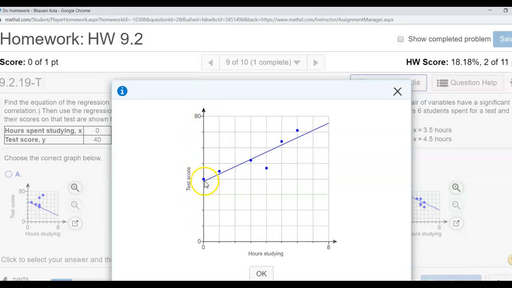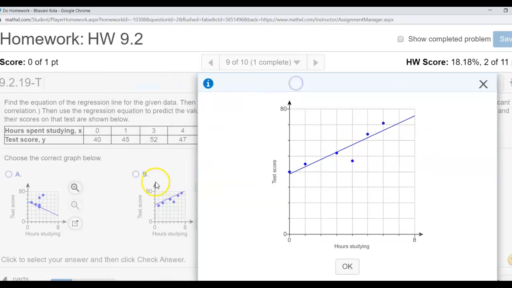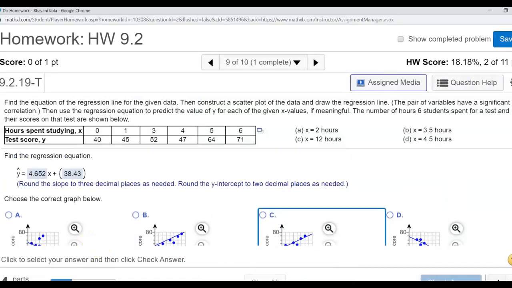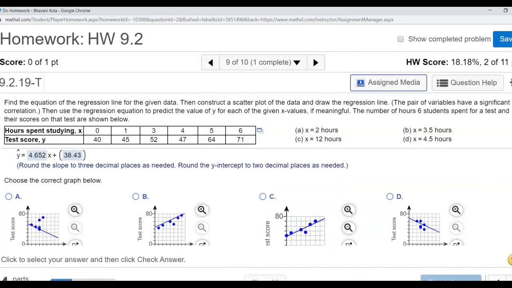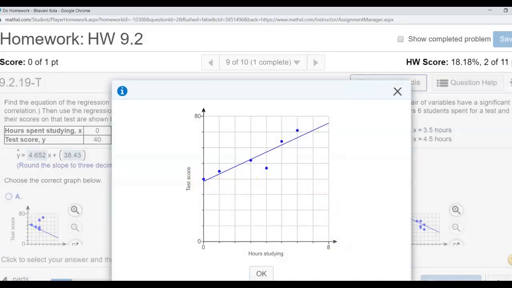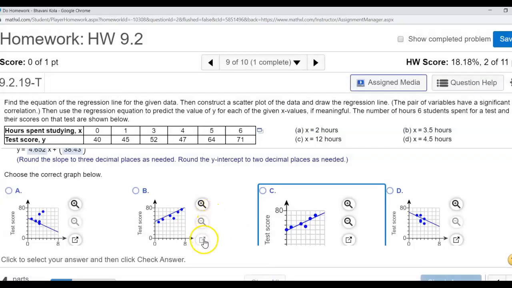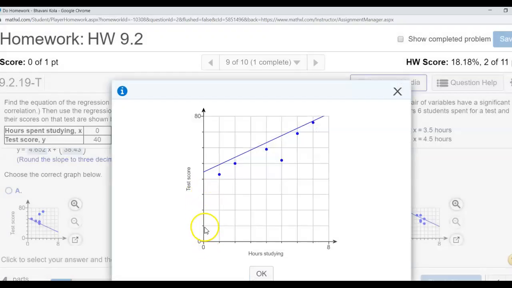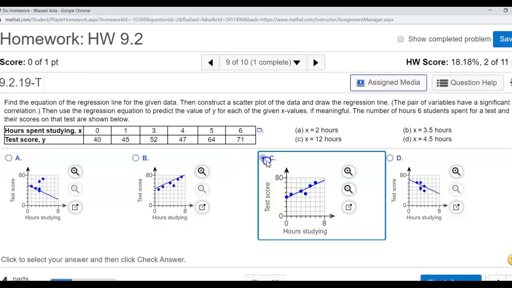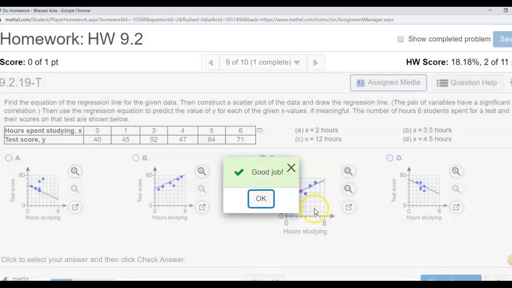And I know my intercept is, if I move this, let me scroll down. Oops, I have to close this one, go up. Yeah, if you see my intercept is 38. So when I click here, it looks like my intercept is 38. Let me look at the other one. 10, 20, 30, 40. It's above 40. I know my intercept is not above 40. It's 38 below. So C is my option. Check. Very good.